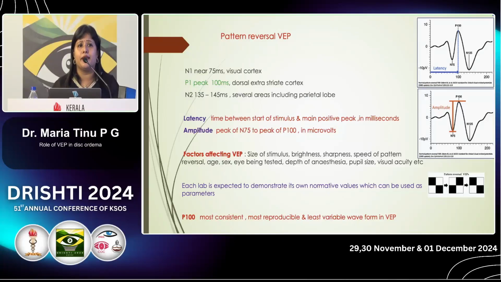Coming to the most reliable waveform, that is pattern reversal VEP. We get mainly three waveforms. The first is a definitive N1 negative wave, which occurs near 75 milliseconds from the visual cortex.